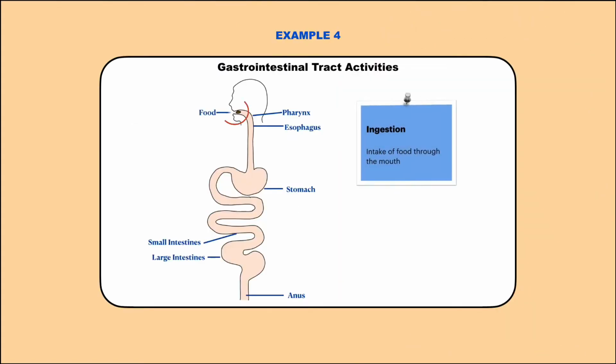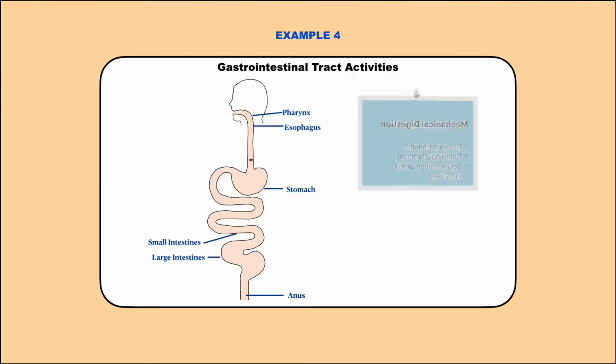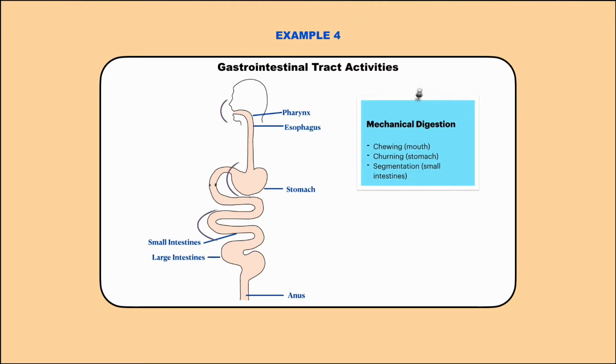Ingestion is the first activity of the digestive system, which is to take in food through the mouth. Mechanical digestion is the process of breaking large pieces of food that are ingested into smaller particles that can be acted upon by various enzymes. This begins in the mouth with chewing and continues with churning and mixing actions in the stomach.